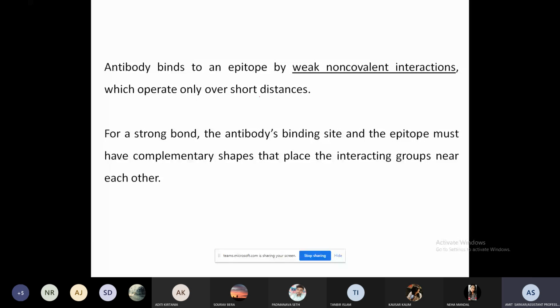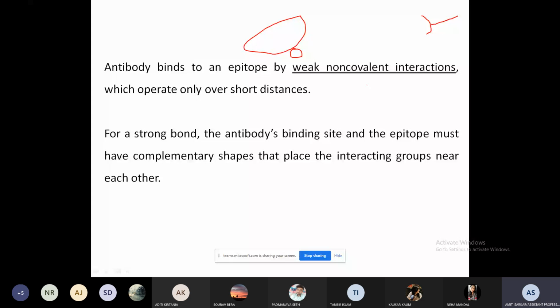And one thing is that as the interaction is non-covalent and weak in nature, it operates only over a short distance. That means if this is our antigen, and this is an epitope site, and we have the antibody at, say, this distance, this distance might not be good enough for the antibody to bind to this epitope. That could be too far away. The antibody is too far away from the epitope site. Weak or non-covalent interaction only operates over a short distance.